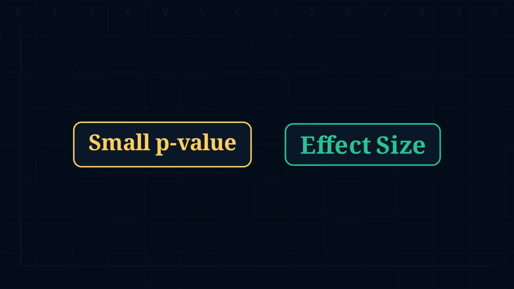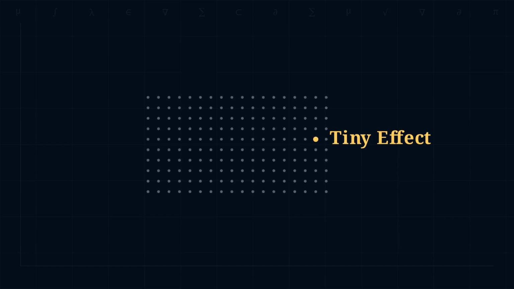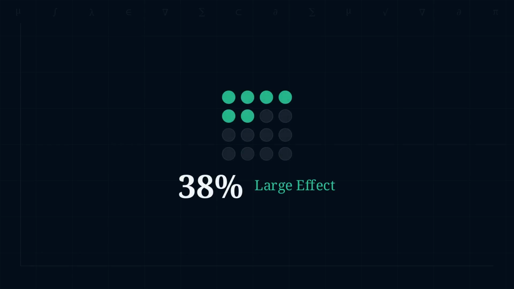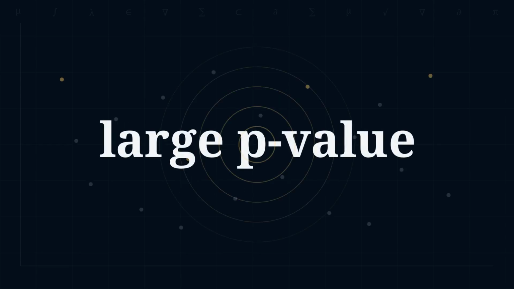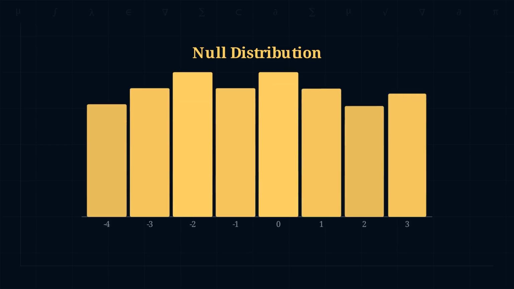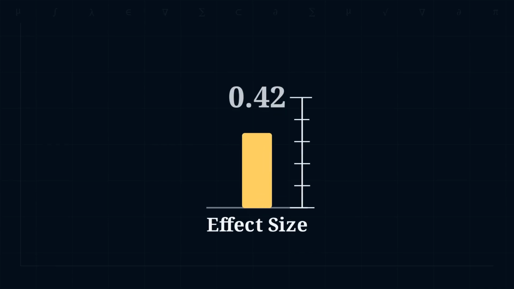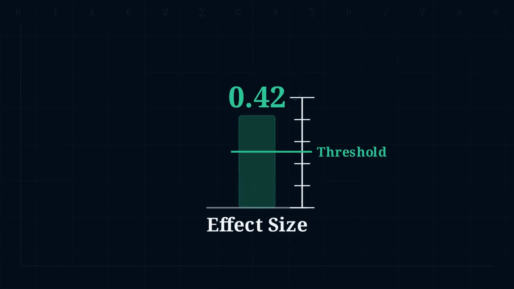Small p-values do not measure effect size. With a massive sample, a tiny effect can trigger a very small p-value because the test statistic gets sharp. With a tiny sample, a large effect can still produce a large p-value because the data are noisy and the distribution under the null is wide. Treat the p-value as a yes-no signal about incompatibility with the null under your plan, and use separate tools to measure how big the effect is and whether it matters.